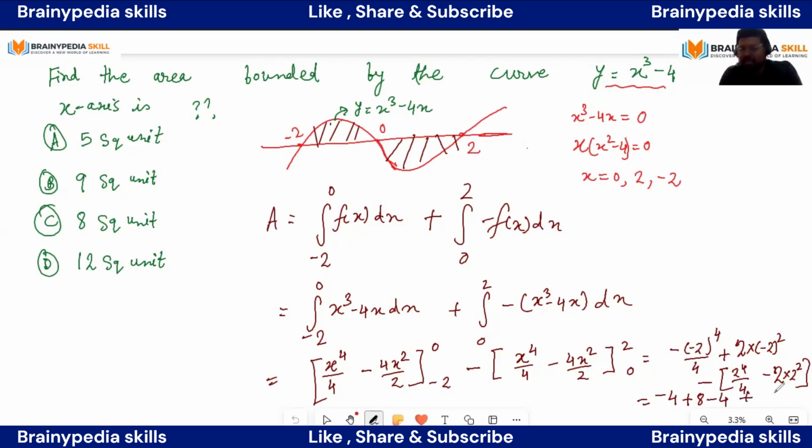And plus, minus into minus will give you plus. So 8. So it would be 8 only. 8 square unit. Okay, that should be the correct answer.